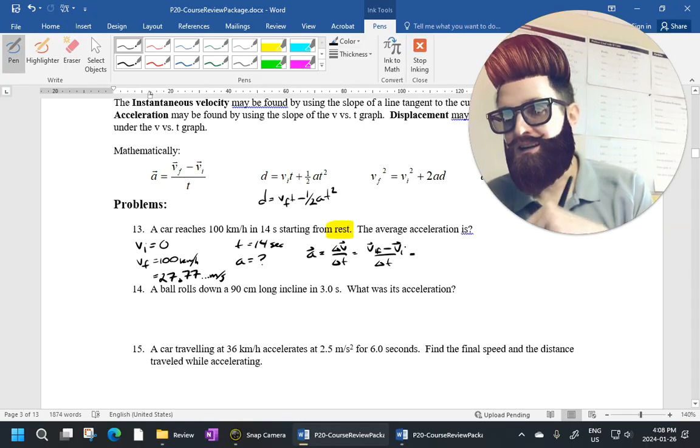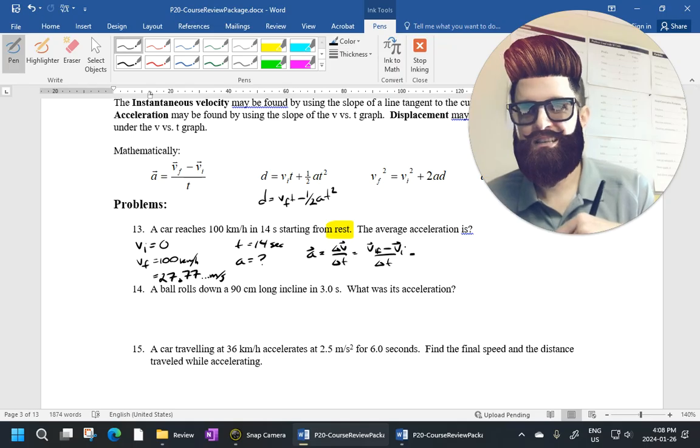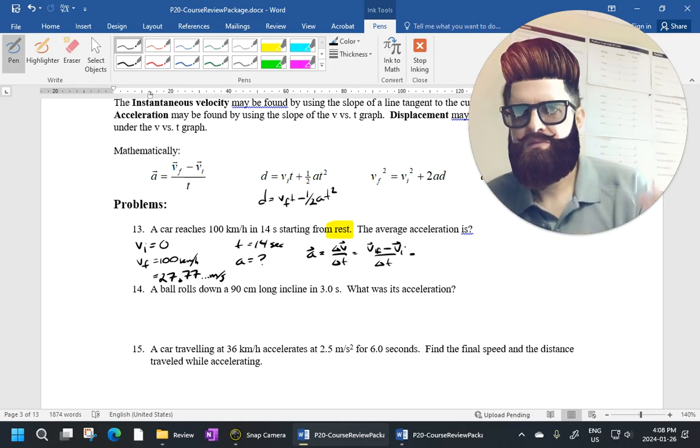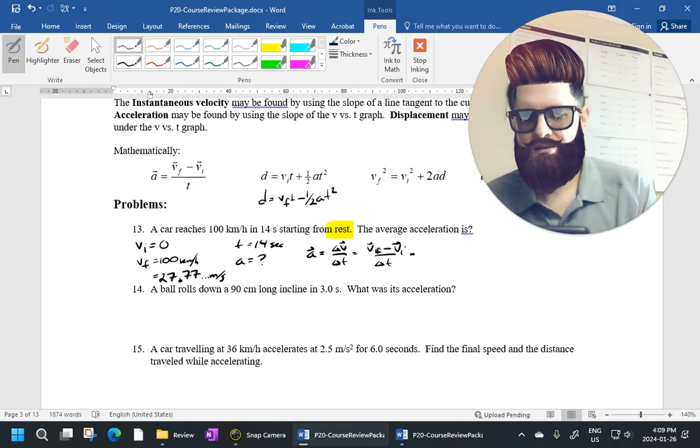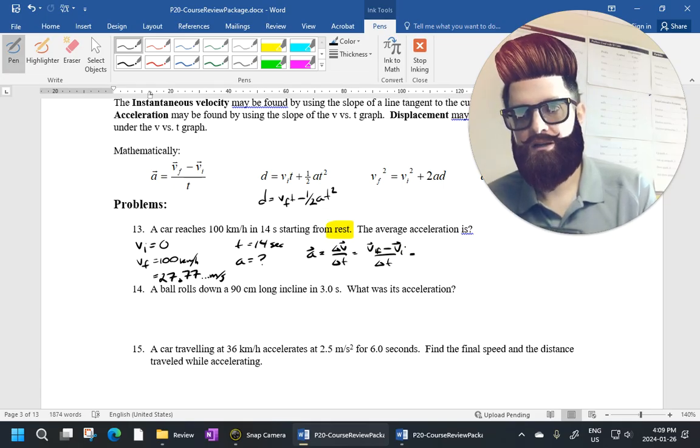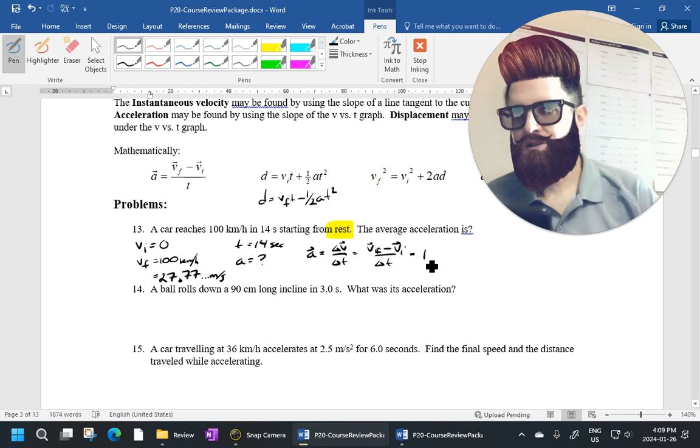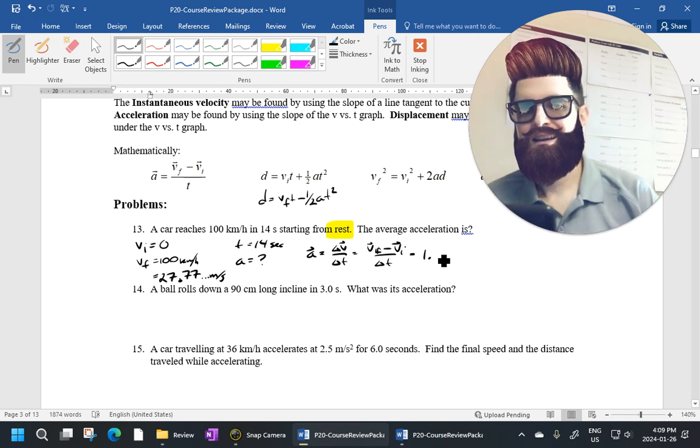Now, acceleration is a vector, so it should have direction. Let's just say forwards is a good direction here. So I'm going to take this velocity that we have, minus 0, divided by the 14. So it looks like my acceleration is 1.98.